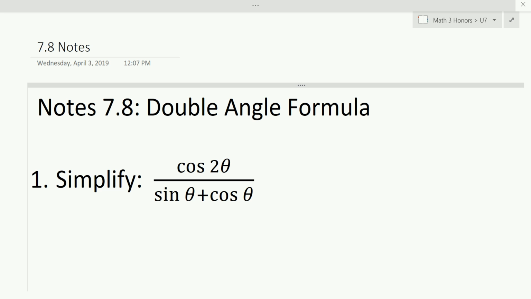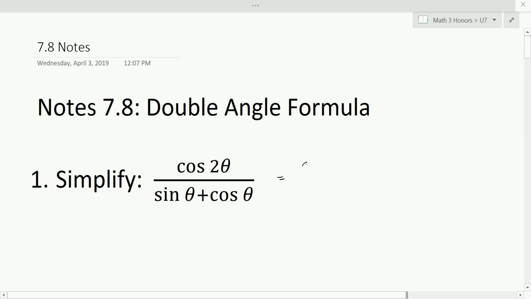So for cosine, you have 3 options, right? If you look at your formula sheet, you got cosine squared minus sine squared. What are some of the others? 2 cosine squared minus 1, and 1 minus 2 sine squared, right? If you're not sure which way to go, by default, use the first one.